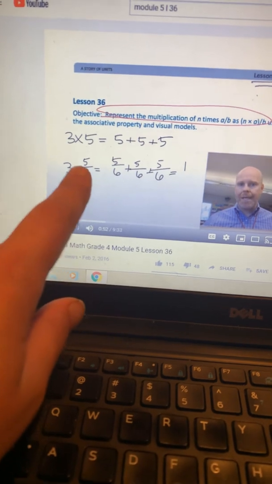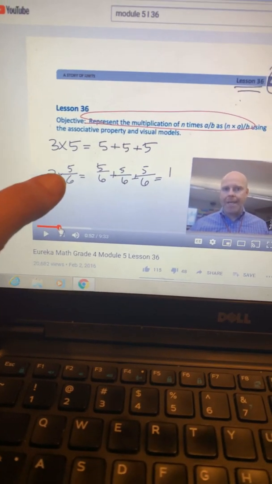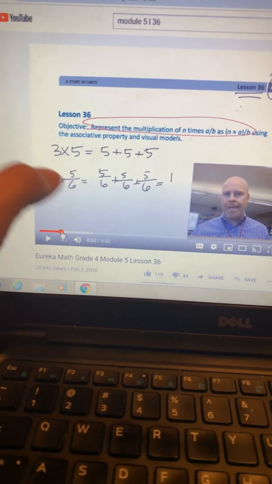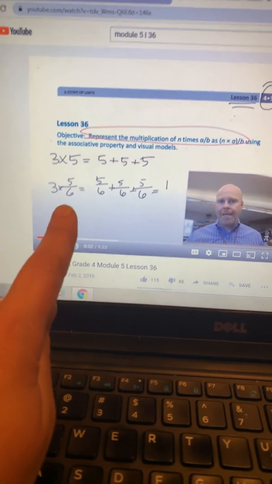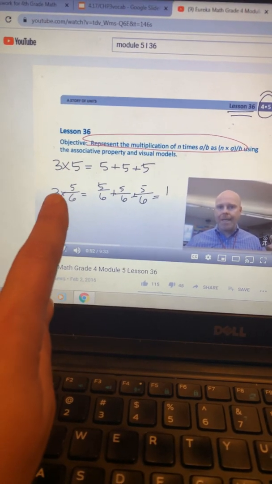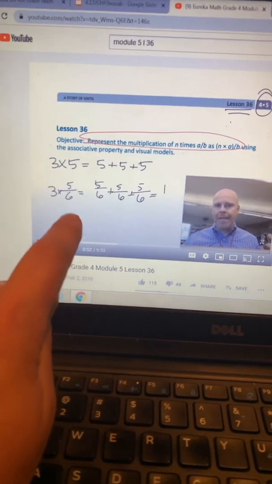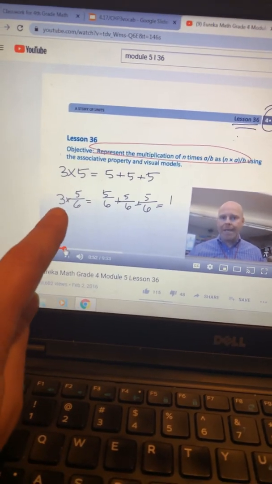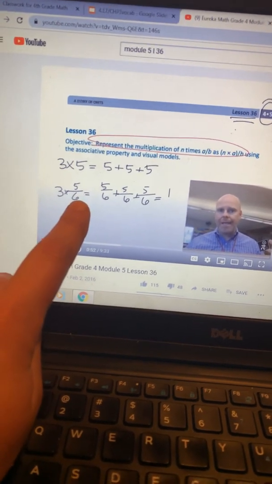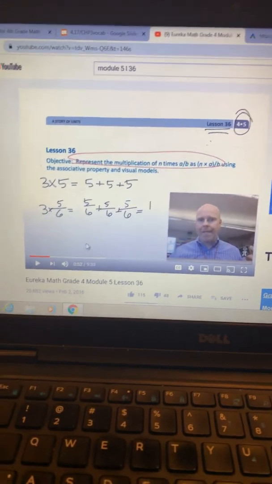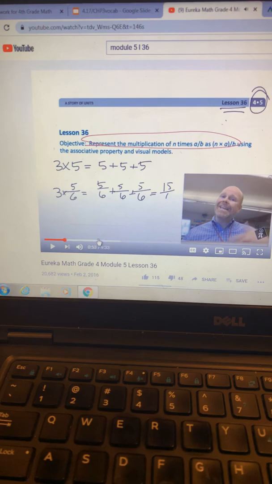Now, what you're seeing here is n, a number, times a over b, like it says in the lesson objective. And what you're going to learn to do is put the 3 times the 5 on top over the 6. Because we know that we don't multiply the 3 times the 6, because the units always stay the same. So what you're going to do is work through, just like you normally do, taking notes.